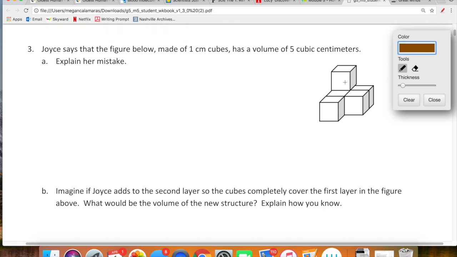Gravity prevents this cube to be floating in midair. Joyce, don't forget that in order for this cube right here to be there, it has to be held up by a cube underneath it. So that means on the first floor of the building, we have 1, 2, 3, 4, 5. 5 on the first floor and then 1 on the second floor, Joyce. So we're actually looking at a volume of 6 cubic centimeters in this figure.